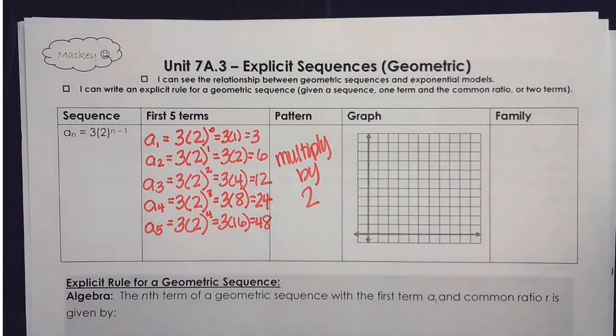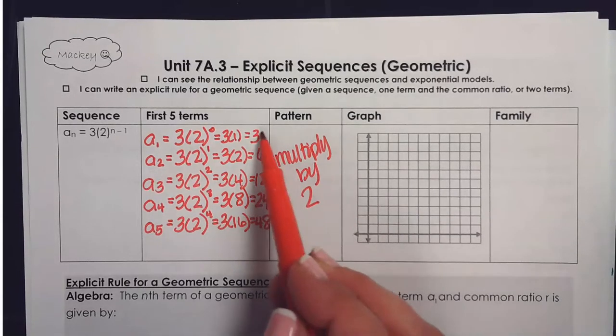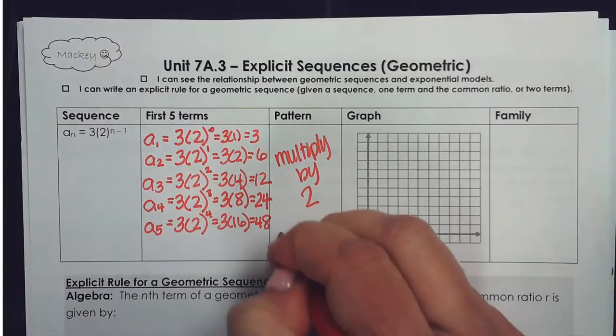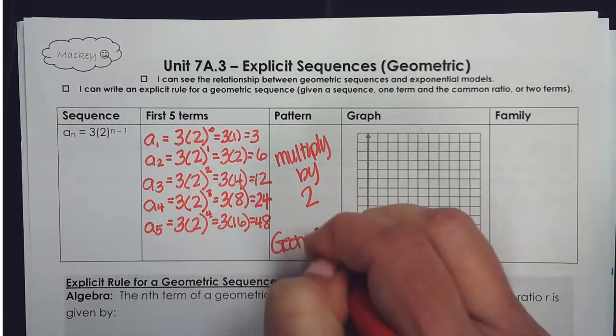And when we talked about that idea as far as the sequence goes, when you're multiplying by something, what type of sequence did we say that was? Yeah, so this is going to be geometric.